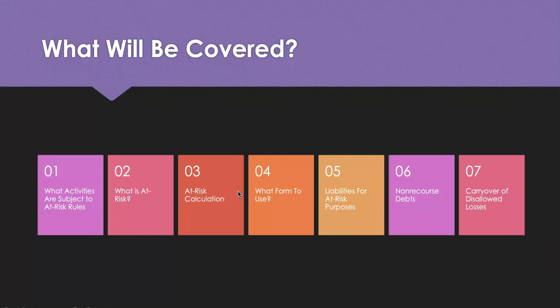So again, what we're going to be covering today is, first off, what activities are even subject to at-risk rules. We'll talk about what is at risk, we'll talk about an at-risk calculation, we'll talk about what form to use, the liabilities for at-risk purposes, what non-recourse debts are, and how the carryover of disallowed losses works.